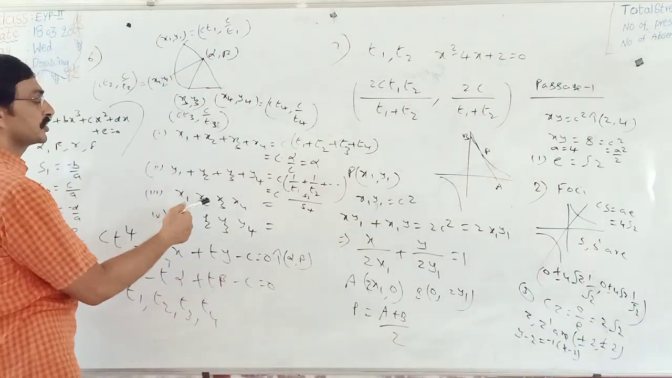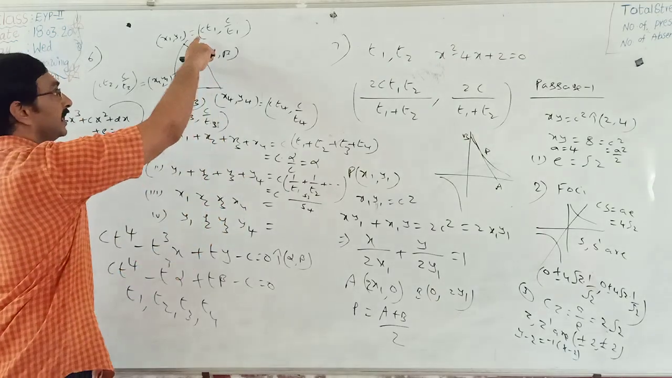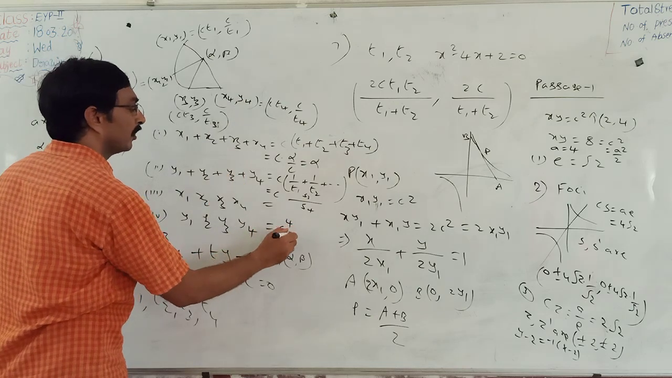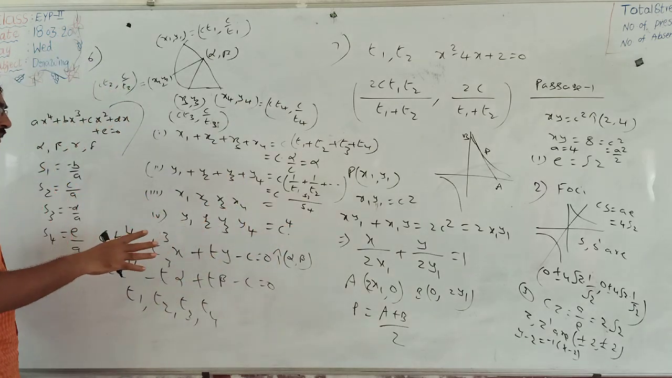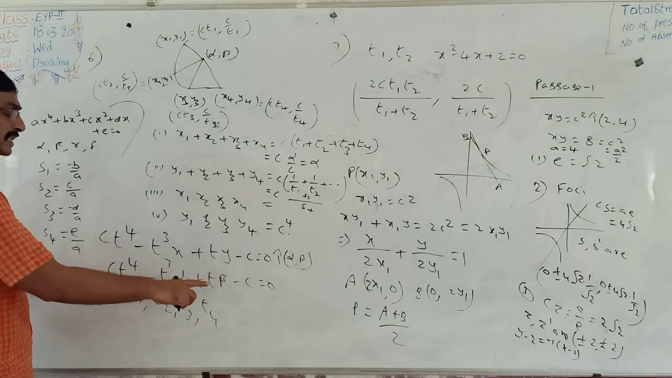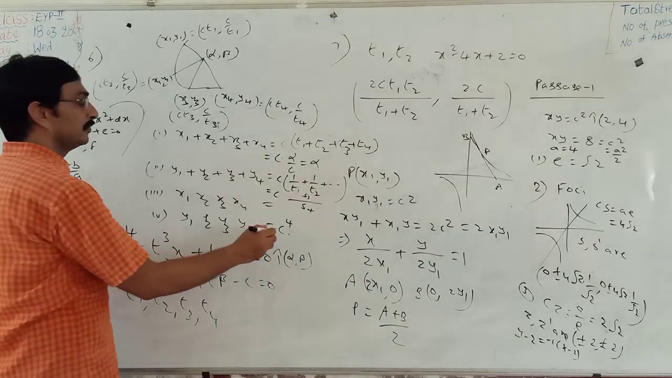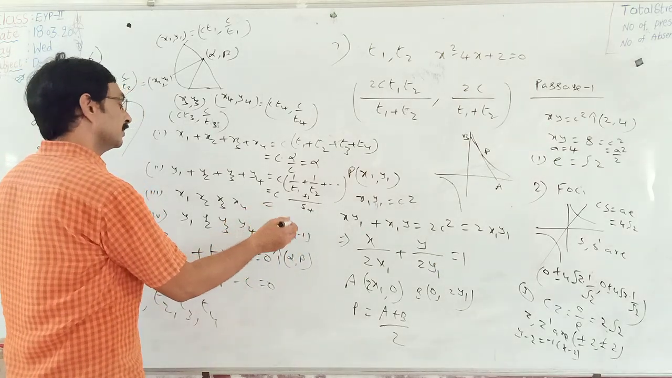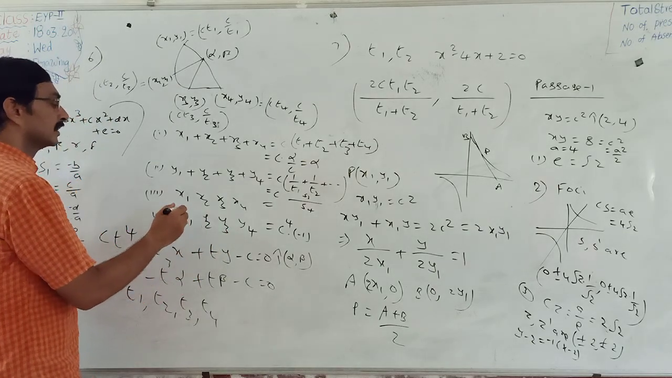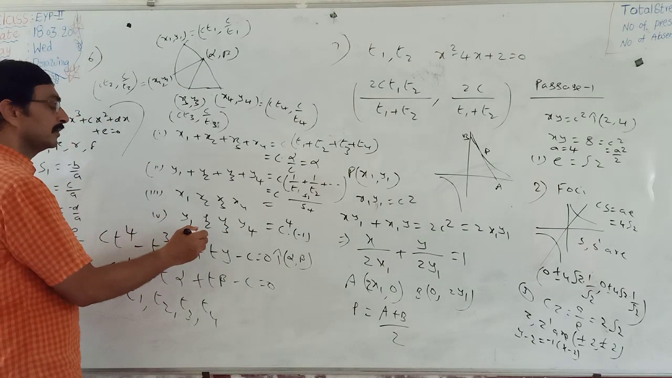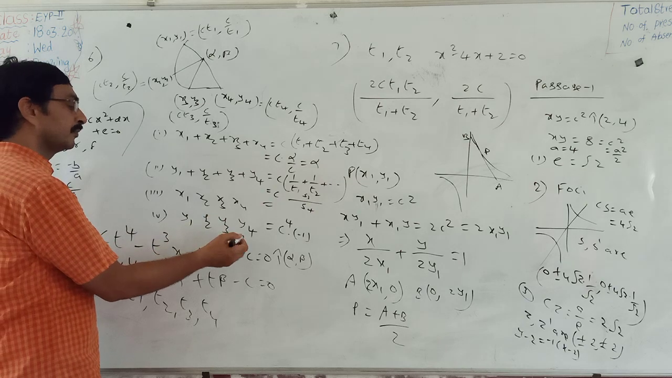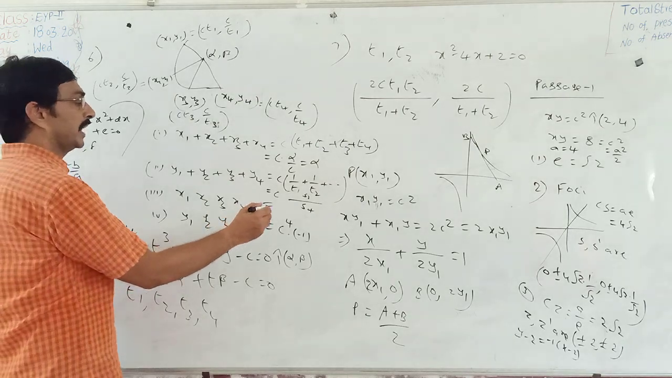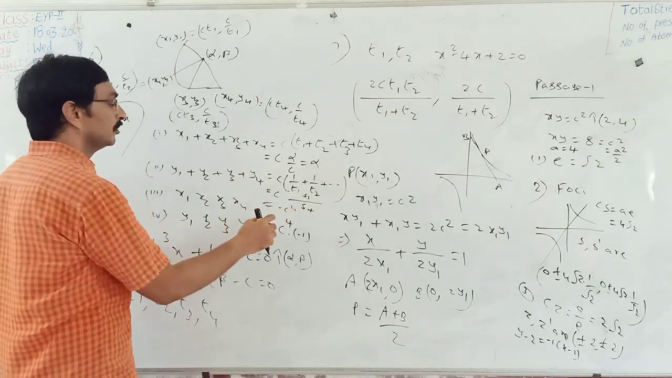Next, x1 x2 x3 x4 value: ct1, ct2, ct3, ct4, that is c power 4 into t1 t2 t3 t4, which means S4, minus c by c, value minus 1. Therefore minus c power 4. Both are the same because this is c by t1, c by t2, c by t3, c by t4, which is also c power 4 into 1 by t1 t2 t3 t4. That value is also minus 1. So both are equal to minus c power 4.